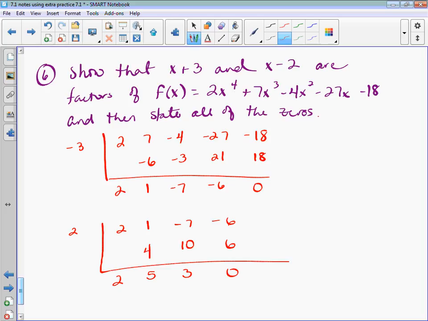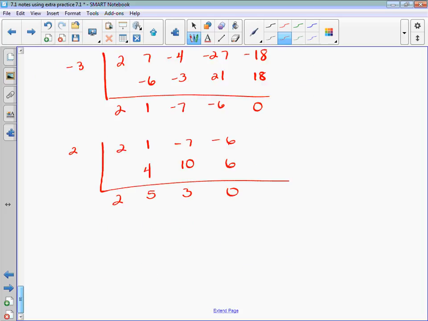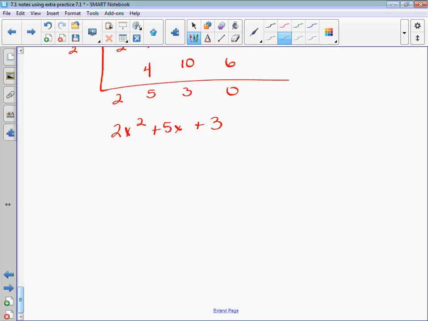All right. Is everybody okay with this 2, 5, 3, 0? Are we all there? Okay. So that is 2x squared plus 5x plus 3, right? Well, now I need to figure out where that equals 0. I don't have any other factors to use, but can I factor this?